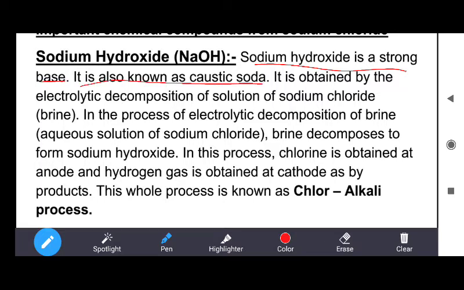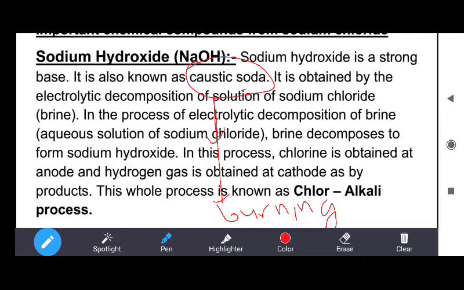Here one question arises: why is it called caustic soda? The word caustic stands for burning, and soda stands for sodium, meaning it is a base which contains sodium. This base burns the skin, that is why it is known as caustic soda.